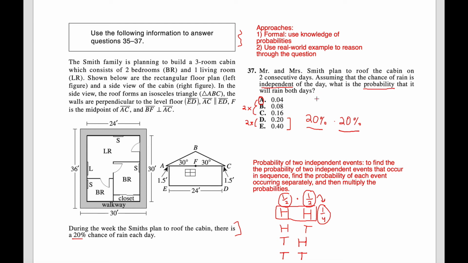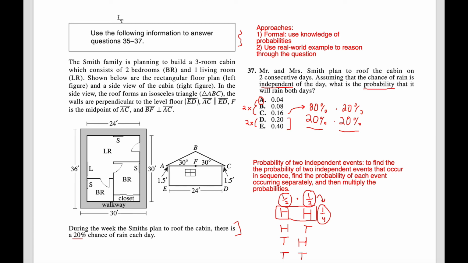And then answer choice C of 0.16 could reflect finding the probability that it will not rain on one of the days and then multiplying that by the probability that it will rain on one of the other days. If you do 0.8 times 0.2, we get 0.16. And then for answer choice B of 0.08, I'm not sure what they were anticipating with that answer, although it might be related to it being the double of A.